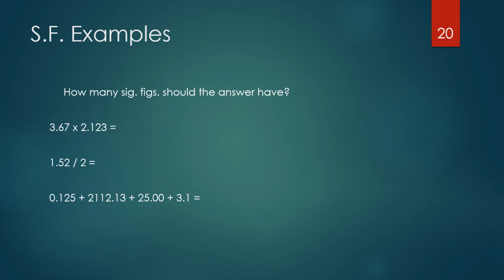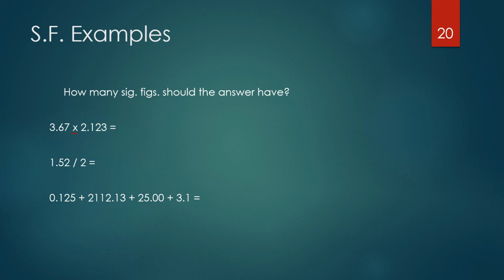So let's start by looking at some of these examples. How many significant figures should the answer have? The first thing you want to do is figure out what order of operation you are applying. In this first one, we are multiplying. Since we're multiplying, we're looking at significant figures as a whole. So we're going to take both the numbers involved, 3.67 and 2.123, count how many significant figures are in each, and then pick the one with the least, is what the rules were telling us.